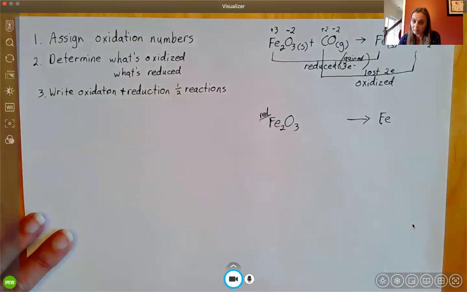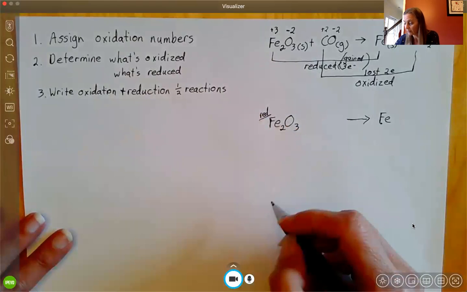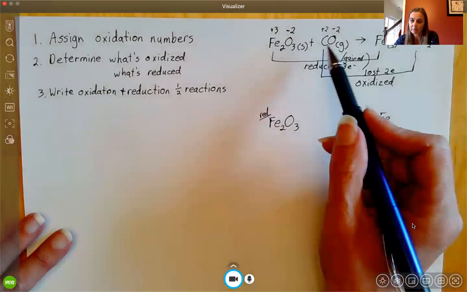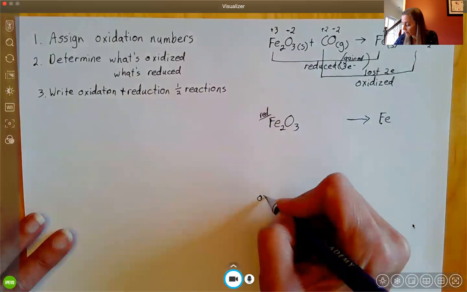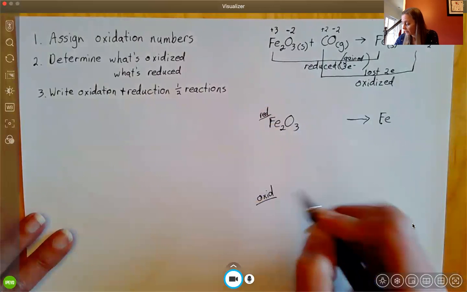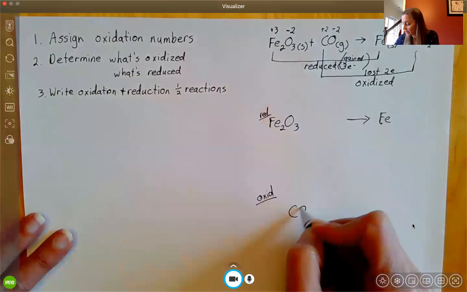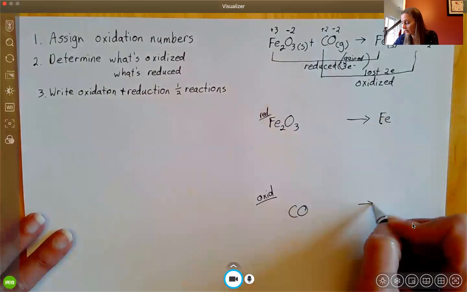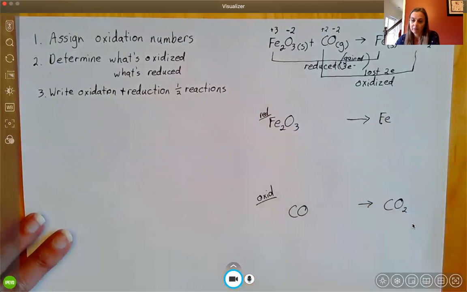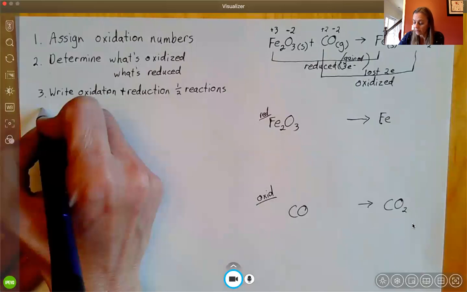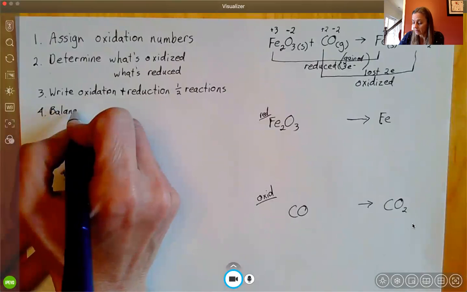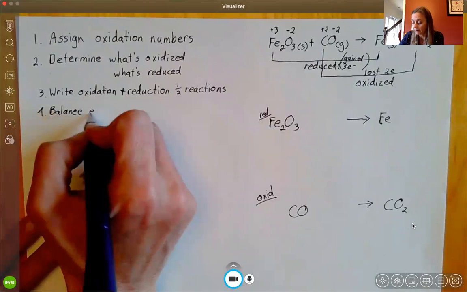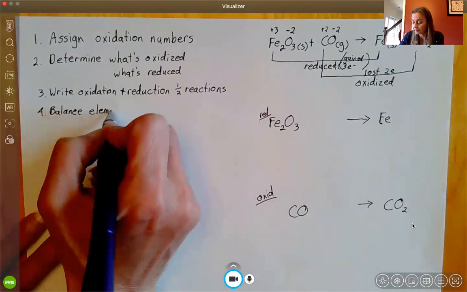We don't actually have to label these, it's not important, but I like to label them so that I make sure, it's one of the ways that I'll double check. And then my oxidation half reaction is going to be carbon monoxide forming carbon dioxide. Okay, so first thing that we need to do, having written those half reactions, is to balance the elements other than oxygen and hydrogen.